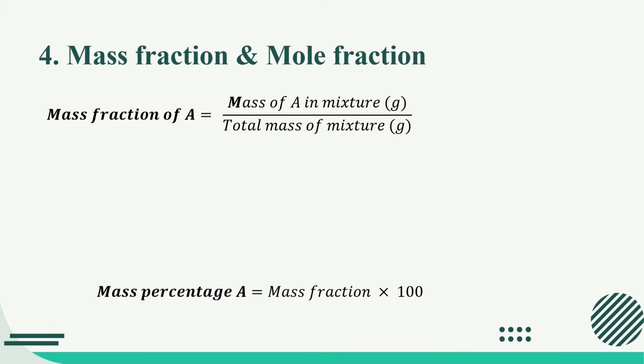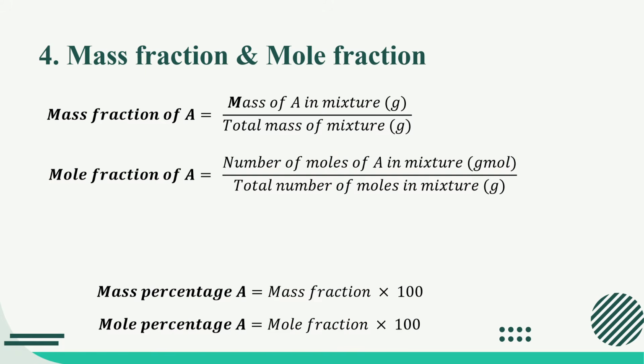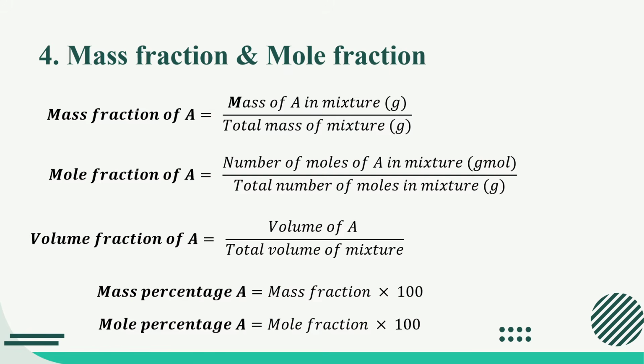The next topic to discuss is mass fraction. The mass fraction of A is like the percentage of marks out of 500, how much we are getting. Similar to that, the mass fraction of A is the ratio of the mass of A in the mixture divided by the total mass of the mixture. When we multiply the mass fraction by 100, we get mass percentage. Similarly for mole, the number of moles of A in the mixture is divided by the total number of moles in the mixture. As we calculated mass fraction and mole fraction, we can calculate volume fraction or volume percentage also, which is given by the volume of A divided by the total volume of the mixture.